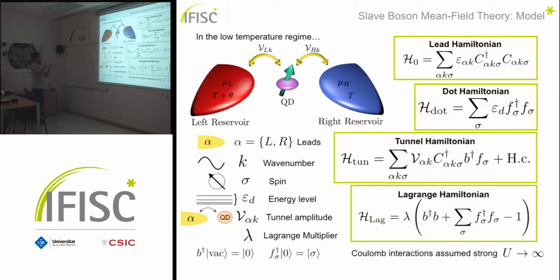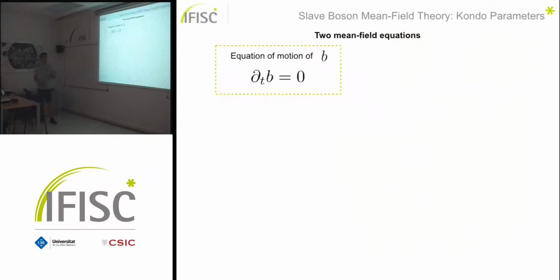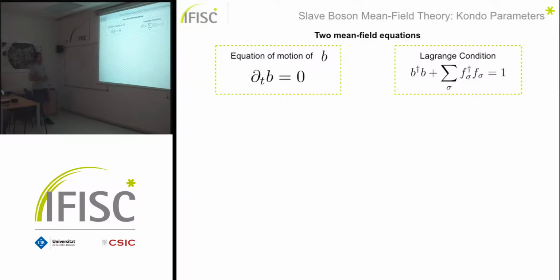Okay, with this we need to solve two equations. First, these operators are operators that create states in the vacuum. So we need to establish that it is steady at long times, and we have the Lagrange conditions that ensure that the quantum dot is only singly occupied. There is only one electron in the quantum dot.